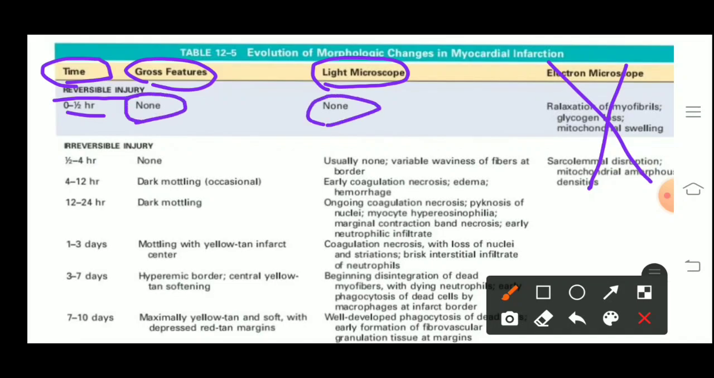That means in case of stable angina as well as unstable angina, you will see no macroscopic as well as no microscopic features. This is as simple as that.